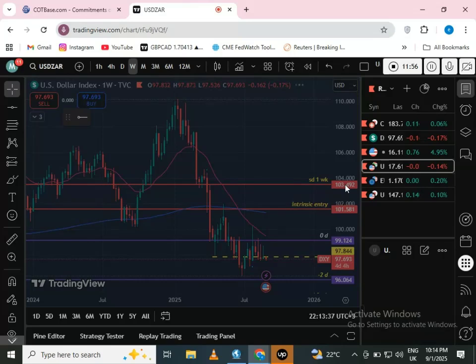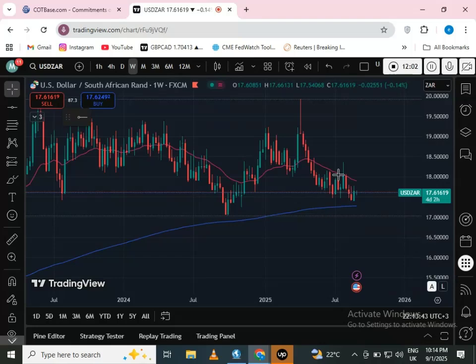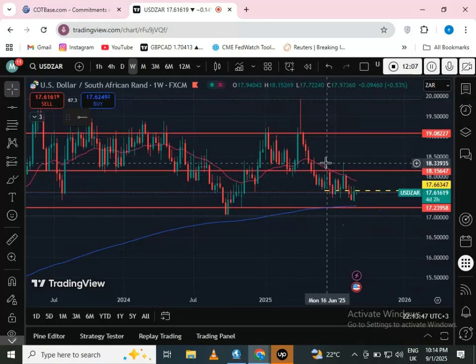Let's look at pairs like the USD ZAR, the USD South African Rand. You see, these are sell positions, a strong sell.